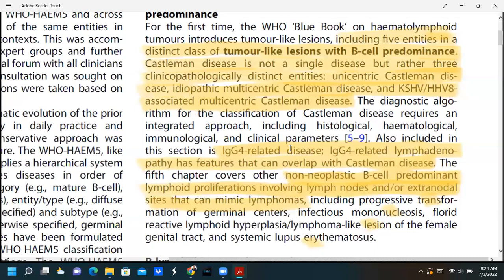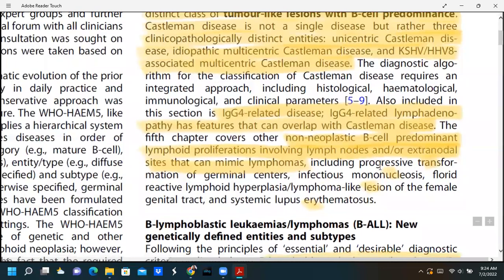So that IgG4 related, they are saying that IgG4 related lymphadenopathy has features that overlap with Castleman's disease. And then the 5th one is non-neoplastic B-cell predominant lymphoid proliferations. So these non-neoplastic, involving the nodes and extranodal sites, and they apparently are the PTGCs, infectious mononucleosis, florid reactive lymphoid hyperplasia and lymphoma-like lesion of the female genital tract, and SLE. So they have 5 categories inside, and in this category, non-neoplastic B-cell predominant lymphoid proliferations involving lymph node and extranodal sites, there is PTGC, infectious mononucleosis, reactive lymphoid hyperplasia or lymphoma-like lesion of the FGT, and SLE.